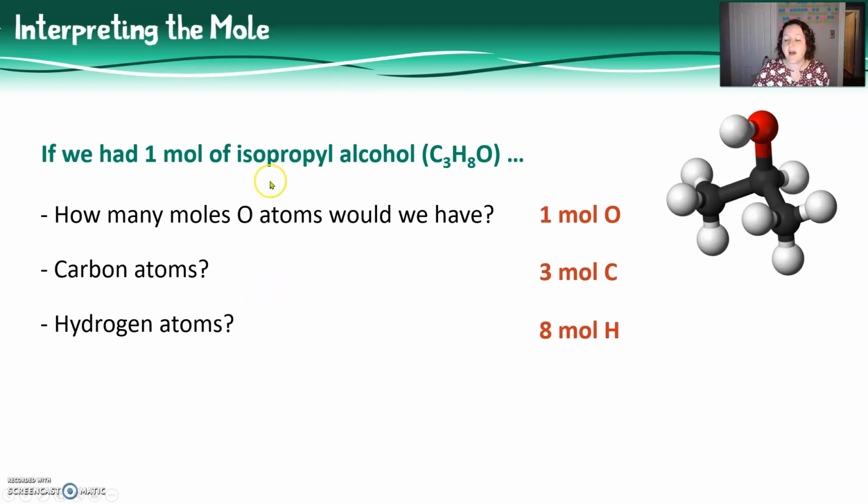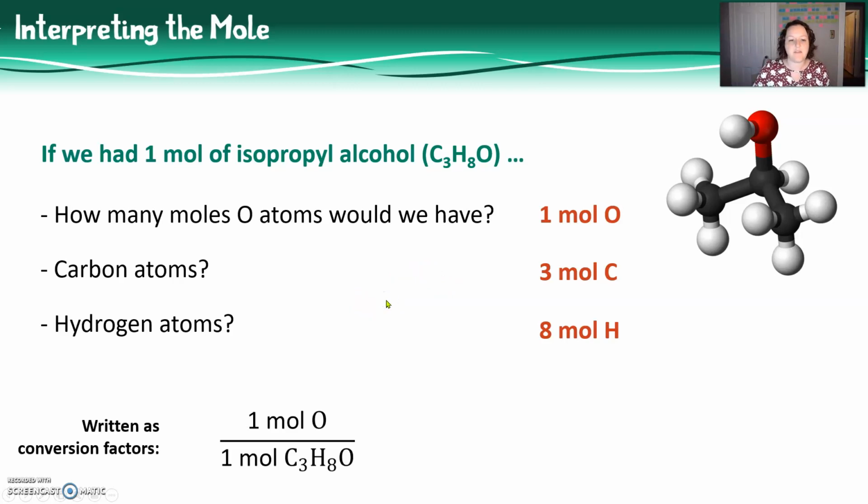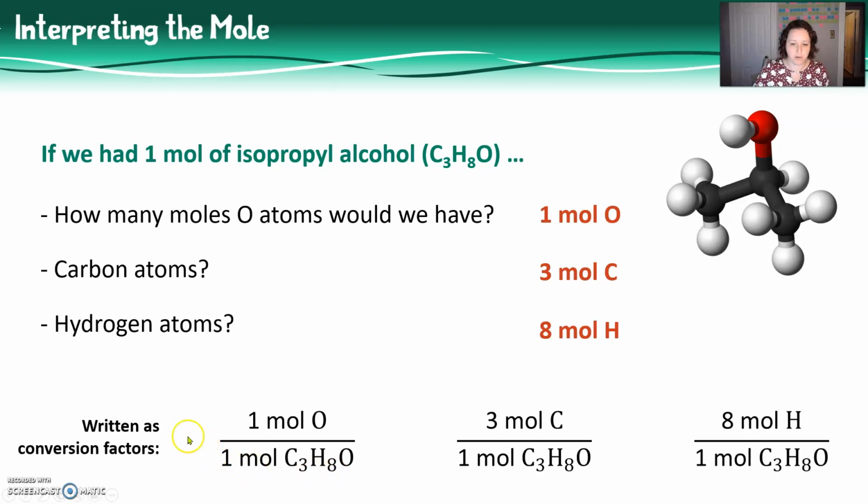So in the case of isopropyl alcohol seen here, which has a molecular formula of C3H8O, we know from the formula that in 1 mole of isopropyl alcohol, there is 1 mole of oxygen atoms, 3 moles of carbon atoms, and 8 moles of hydrogen atoms. The molar amounts of each element in the compound can also be expressed as molar ratios or conversion factors, giving 1 mole of oxygen per mole of isopropyl alcohol, 3 moles of carbon per mole of isopropyl alcohol, and 8 moles of hydrogen per mole of isopropyl alcohol.